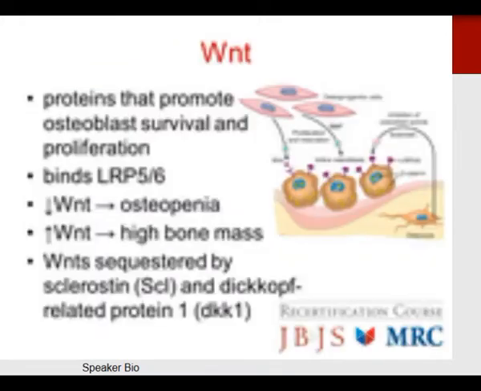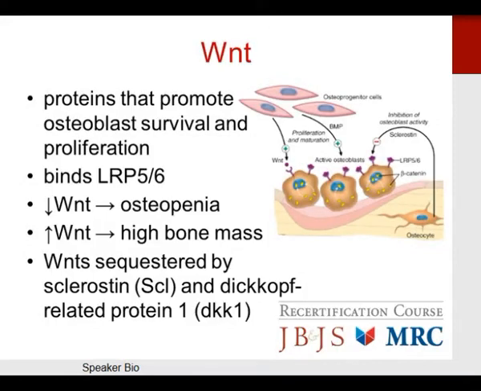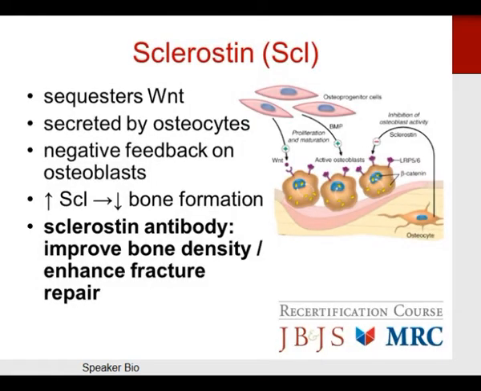The WNT pathway is an important pathway as well. This is a protein that promotes osteoblast survival and proliferation. It binds to lipoprotein-related protein 5 and 6, or LRP5 and 6. Deficient WNT results in osteopenia, whereas high WNT results in high bone mass. WNT is sequestered by sclerostin and by Dickkopf-related protein 1.